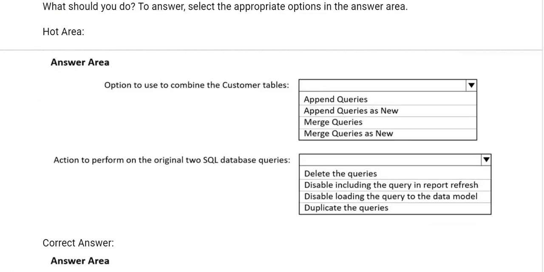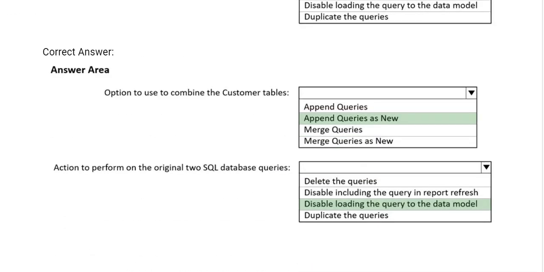Now see, these are the tables. First one, option to use to combine the customer table. Second one, action to perform on the original two SQL database queries. For the first table, the correct answer is append queries as new. For the second table, the correct one is disable loading the query to the data model.